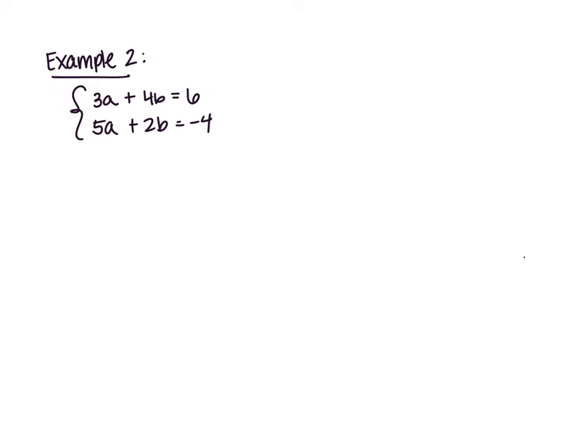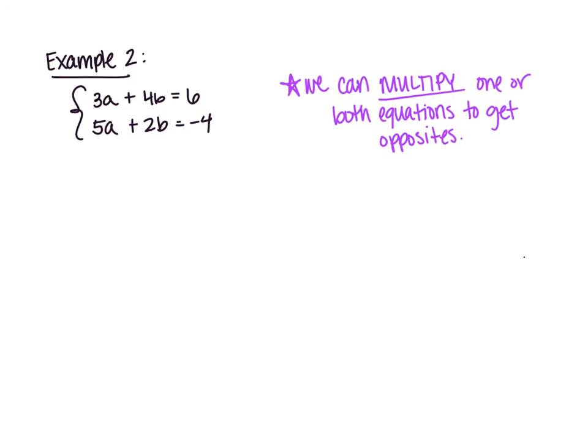Again, we're looking for opposites. So if I look at my a's, we have a 3 and a 5, not opposites. If I look at my b's, we have a 4 and a 2, also not opposites. So in this problem, we're going to have to do a little bit of work before we can combine. We can multiply one or both equations to get opposites. So we want to pick the variable that's going to be the easiest to get opposites.